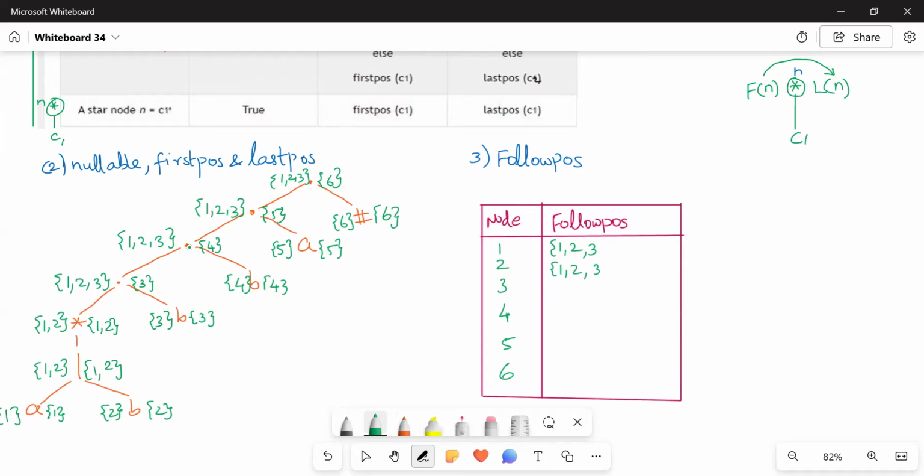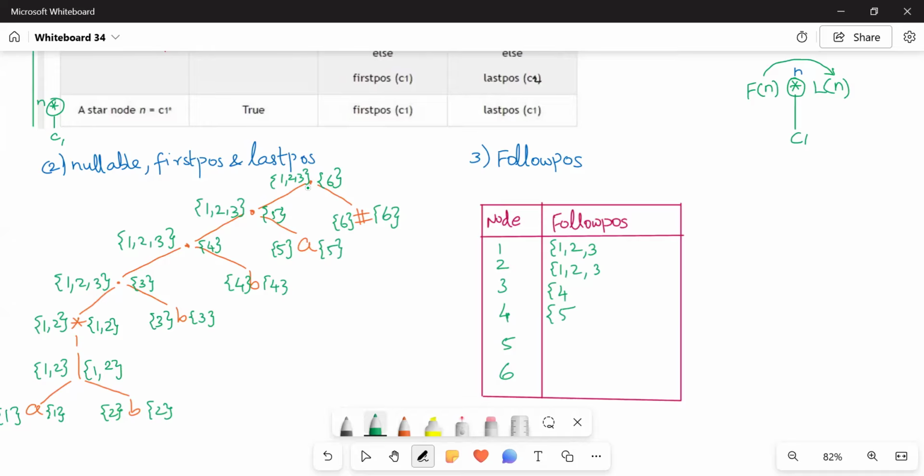Then in this cat node, this is C1 and C2. So 4 should be substituted to 3. Then for this cat node, this is C1 and C2. So first position of C1 must be substituted to last position of follow position of this 4. In 4, we need to substitute 5.